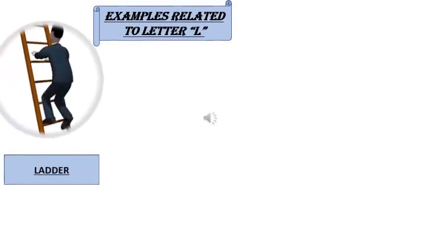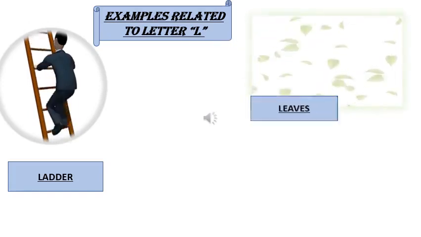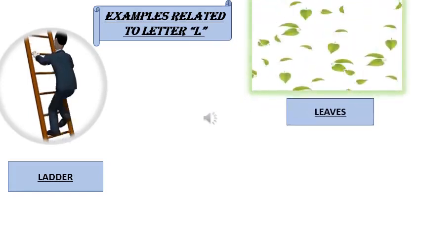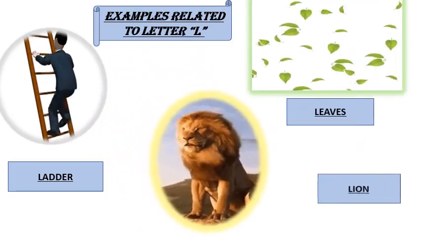Here are the examples related to letter L. The first one is L ladder. Ladder matlab सीढ़ियाँ. The second one is L leaves. Leaves matlab पत्ते. And the third one is L lion. Lion matlab शेर.